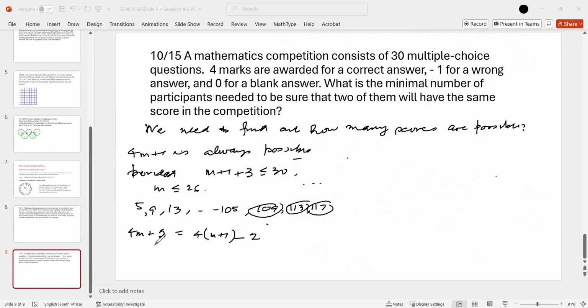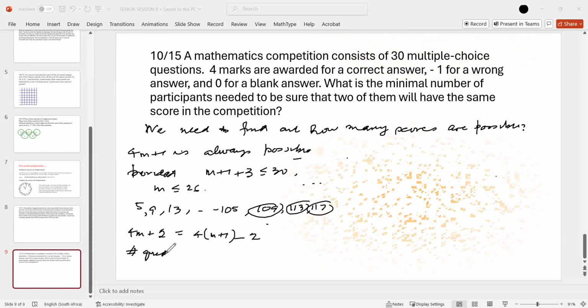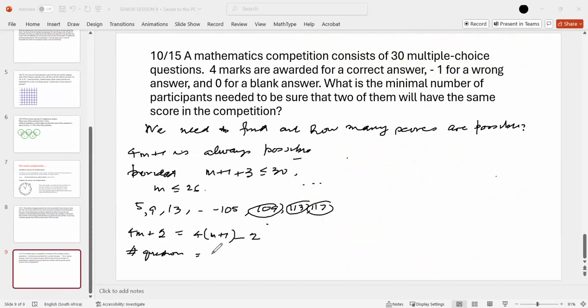And here the number of questions equals m plus 1, and this is plus 2 times minus 1. So you got 2 wrong questions. So you got m plus 1 plus 2, which is m plus 3. And as before, you want m plus 3 to be less than or equal to 30. And this time you have m less than or equal to 27.